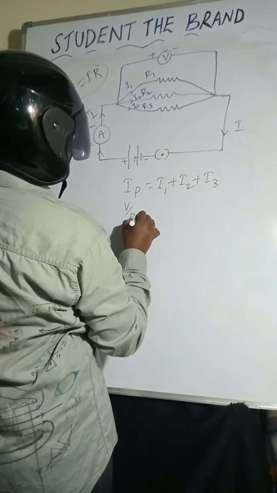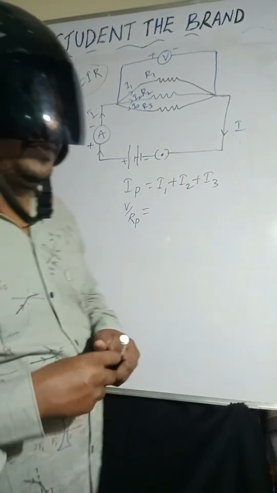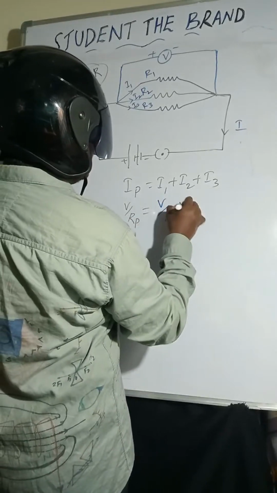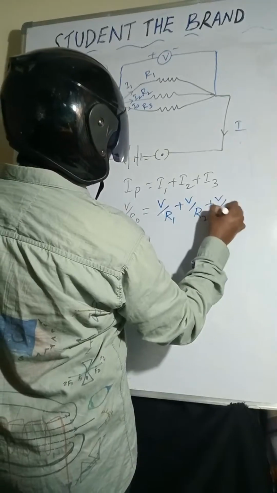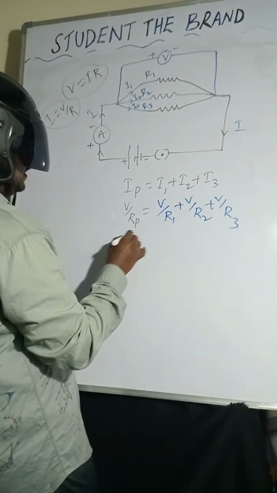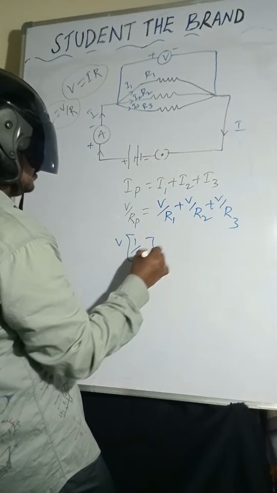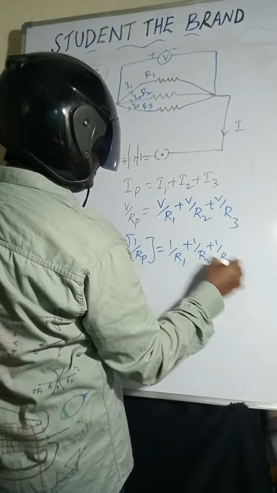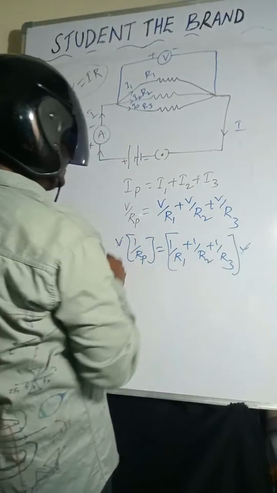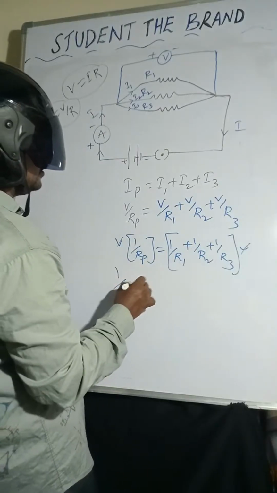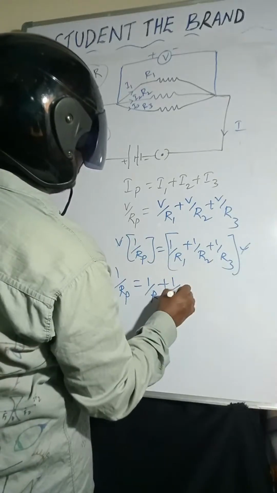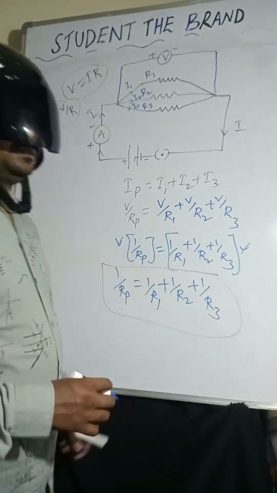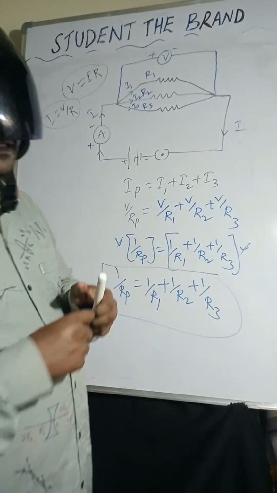So V by RP equals V by R1 plus V by R2 plus V by R3. Taking V common, 1 by RP equals 1 by R1 plus 1 by R2 plus 1 by R3, and V gets cancelled. I hope it is very clear. Is it clear? Check once here.